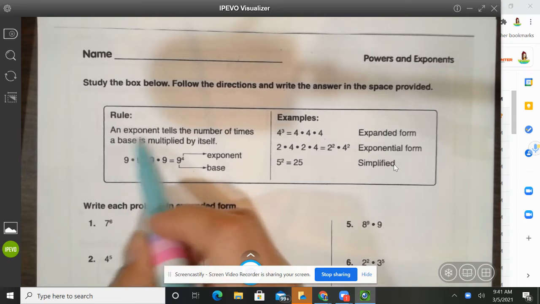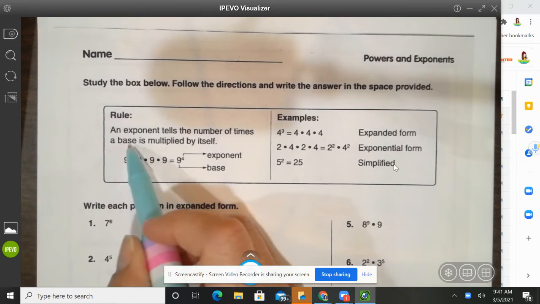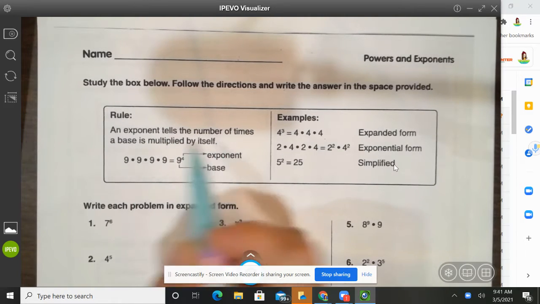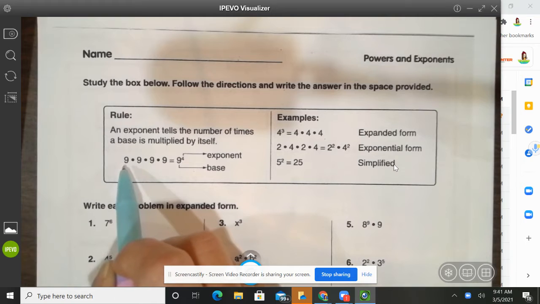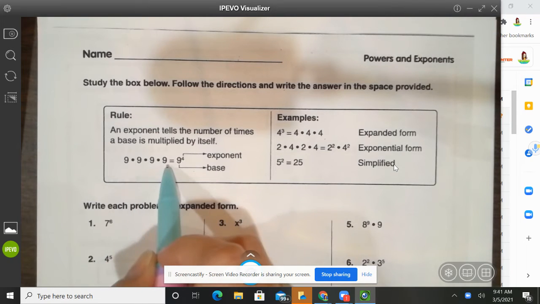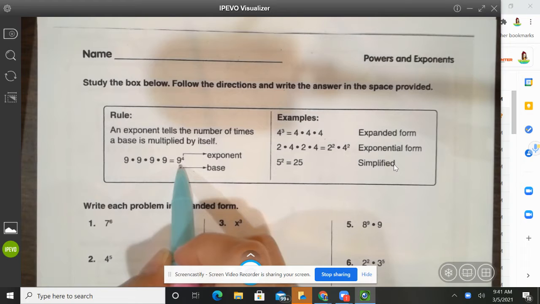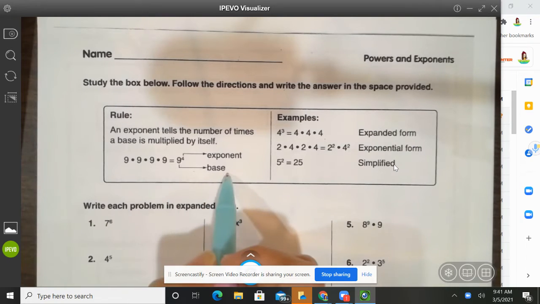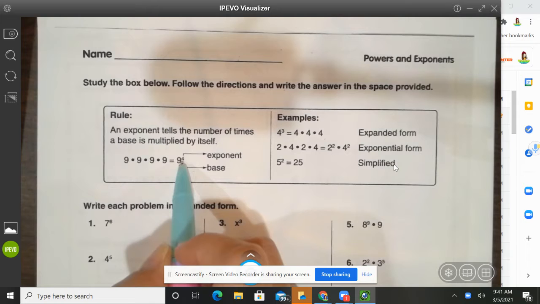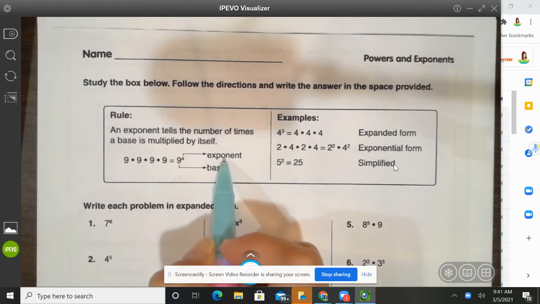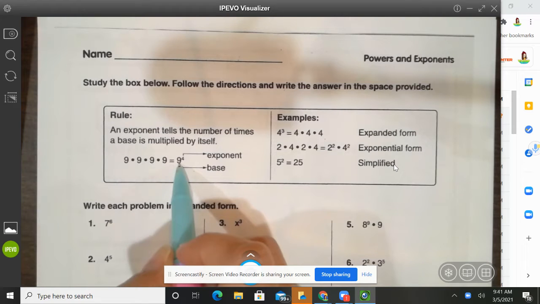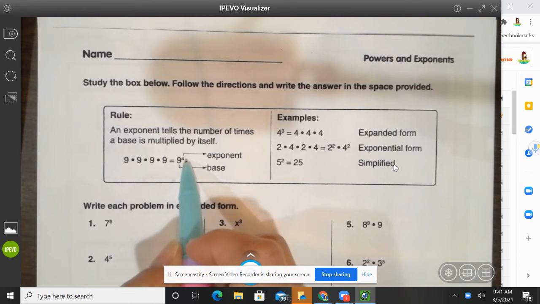So a rule: an exponent tells the number of times a base is multiplied by itself. So 9 times 9 times 9 times 9 can be written with an exponent or an index: 9 to the 4th power. So 9 is the base, and the exponent tells you how many times that number is going to be multiplied by itself. So the base is 9, and the exponent is 4.